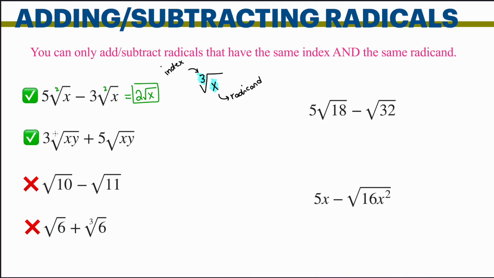Same thing in the next one. Again, you have a square root and a square root. Also, in this case, the index is the same. Also, the radicand, the xy, is the same in the other expression, xy, which means you can add the coefficients in front. 3 plus 5 will give you 8, and then the square root of xy.